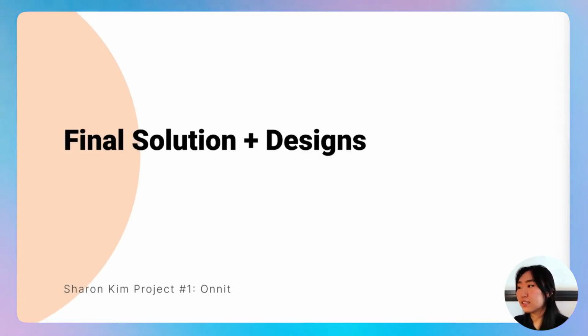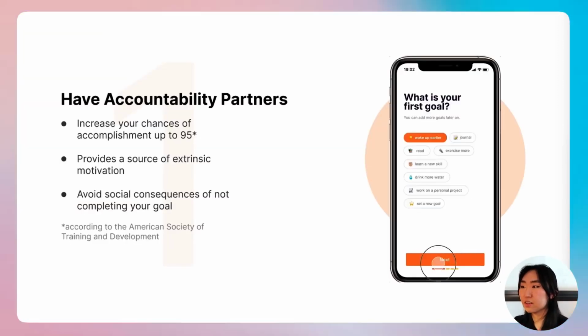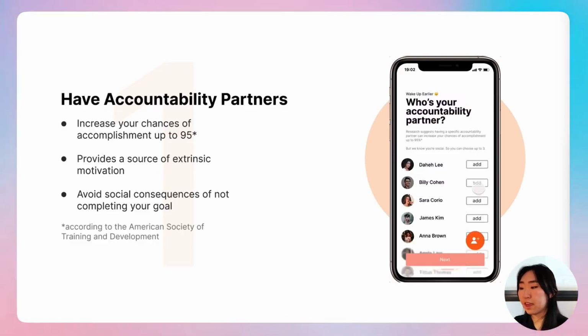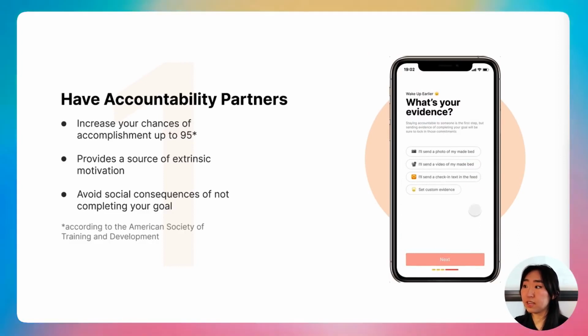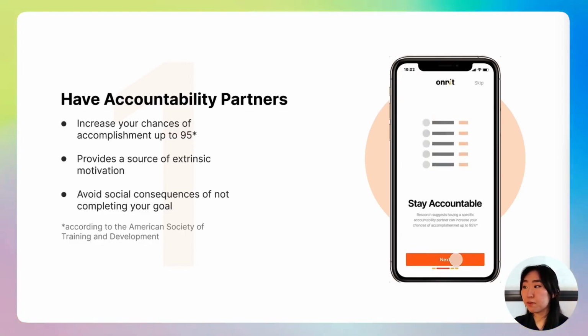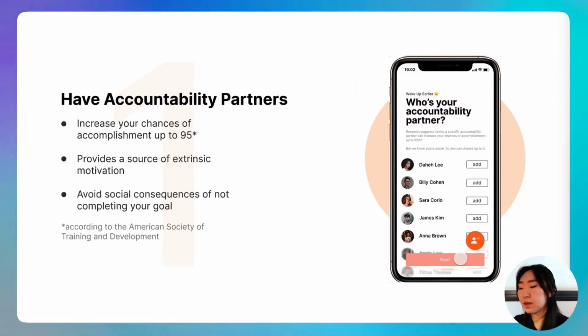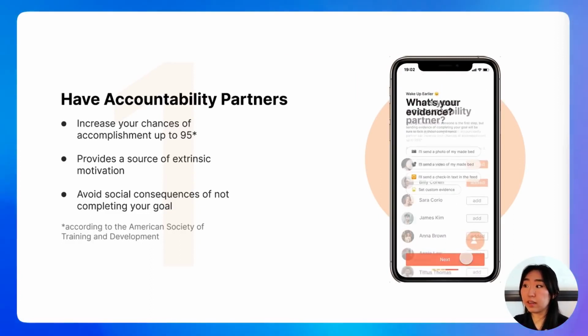And then upon all this iteration and feedback, to move on to what the final solution and designs were, first is having accountability partners. As I mentioned before within my white paper research, you can increase your chances of accomplishment up to 95% when you have a specific accountability partner. They provide a source of extrinsic motivation to not get caught in the conflicting stage of the user journey. It prompts the user to want to avoid social consequences of not completing that goal.